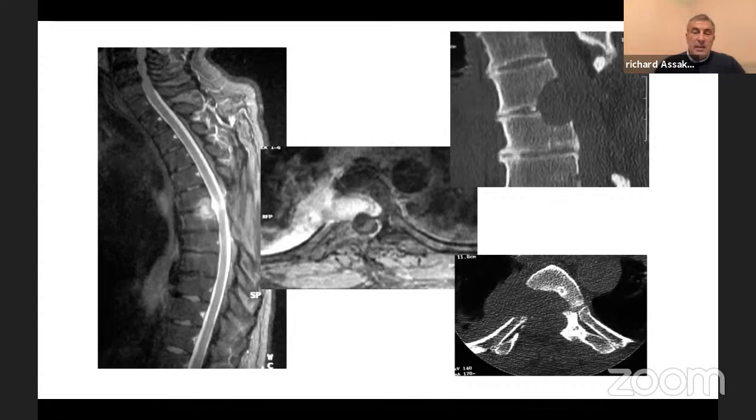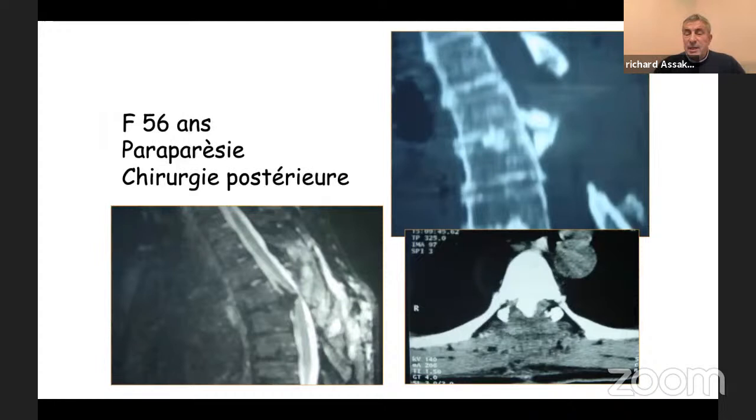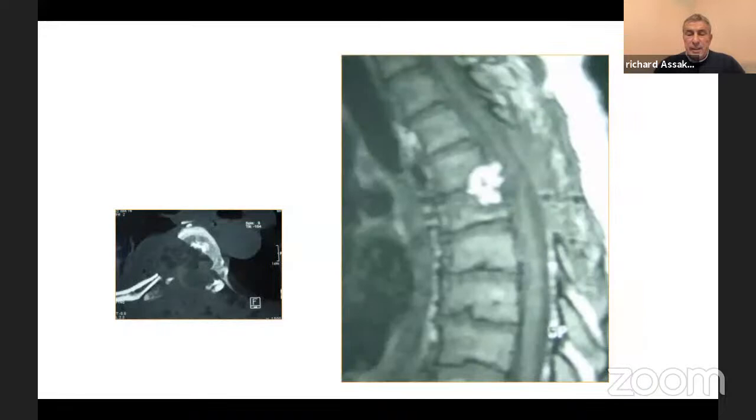Another case, this was stabilized because she has an extensive posterior axis before she was referred to us, and you can see the herniation here. And this is a post-op resection. What you're seeing here on the T1 post-op MRI is a collagen sponge that looks hyperintense here.